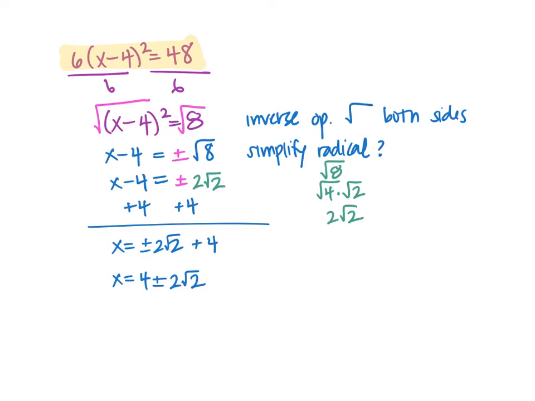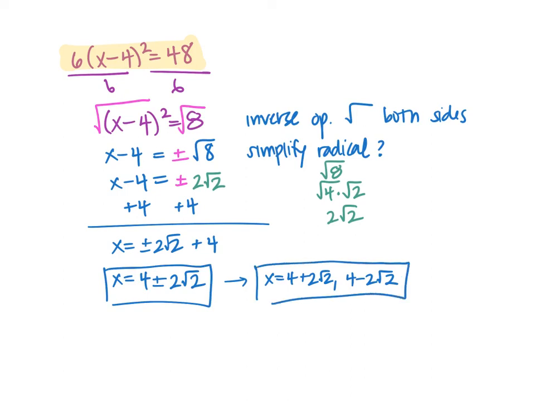This means my two solutions are x equals 4 plus 2 root 2 and 4 minus 2 root 2. Again, either one is correct, but I really wanted to focus on what happens if I can simplify the radical, and the answer is yes. So you'll have to do a little work off to the side to simplify that radical and continue on.